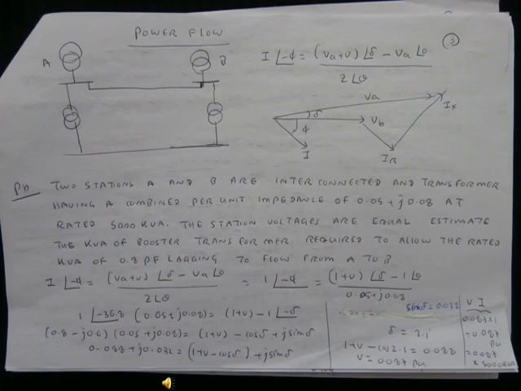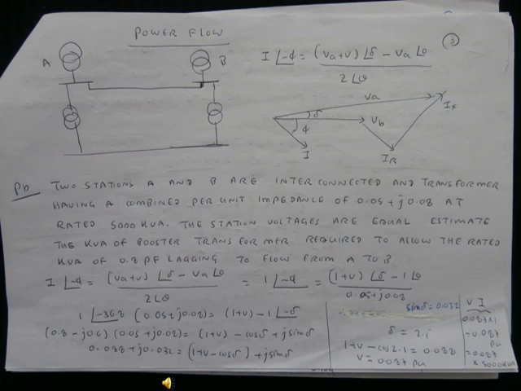Two stations A and B are interconnected by a transformer having a combined per unit impedance of 0.05 plus J 0.08 at rated 5,000 kVA. The station voltages are equal. Estimate the kVA of the booster transformer required to allow the rated kVA at 0.8 power factor lagging to flow from A to B.